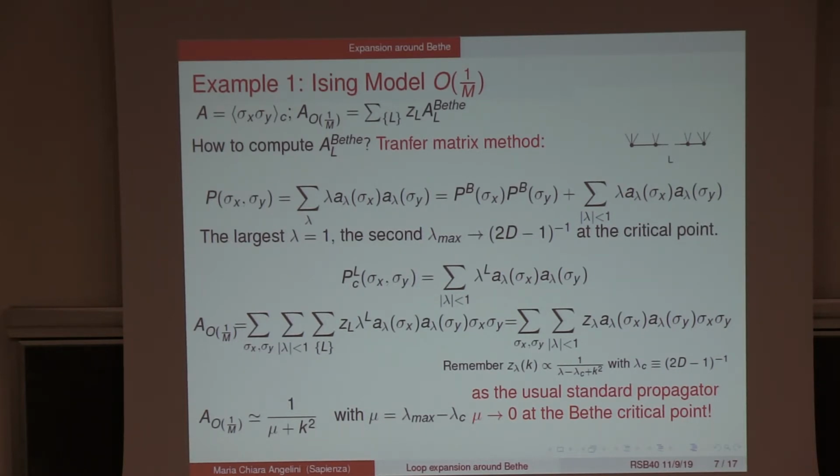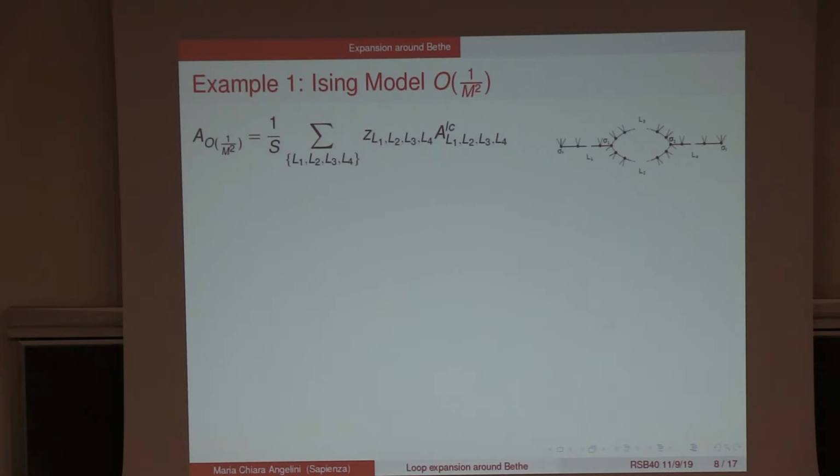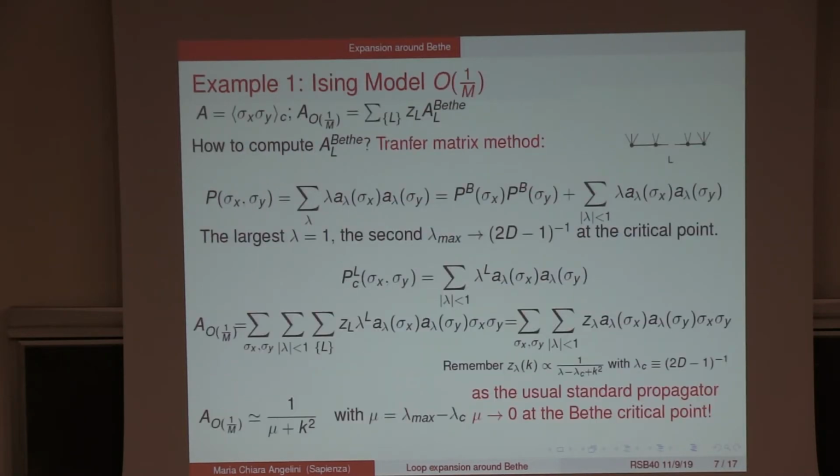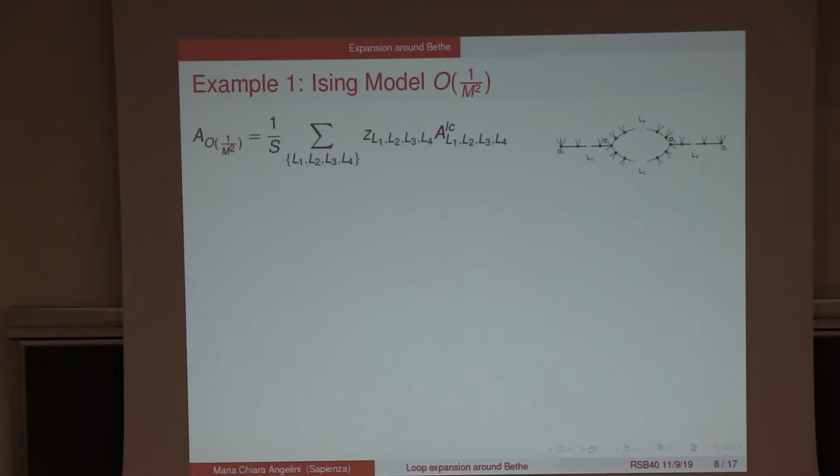Okay, so the order 1 over m is exactly the same as the usual Ginzburg-Landau expansion. Let's look at the next term. I won't show you, but it's very easy to show that this diagram will give exactly the usual contribution of the Ginzburg-Landau theory. So let's look at the other one, the strange one, the cubic one.